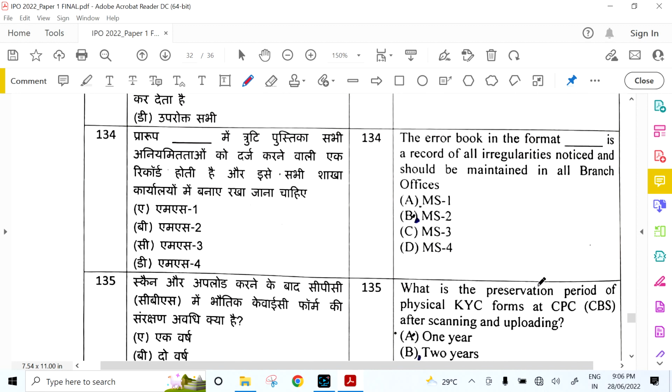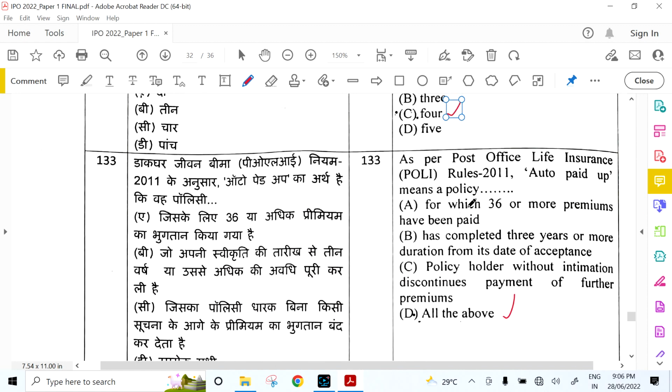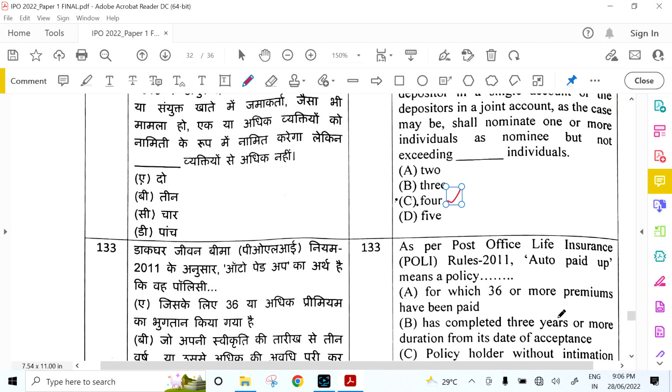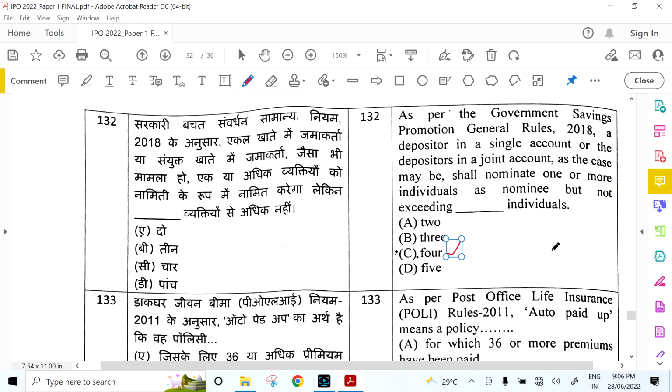The error book in the format is dash, a record of all irregularities noticed and should be maintained in all branch offices. It is MS 2. Rule 74 of BO rules. Sorry, Rule 36 of BO rules it is. And this 133 is Rule 55 of POLI rules. And this is Rule 14 of PO rules.